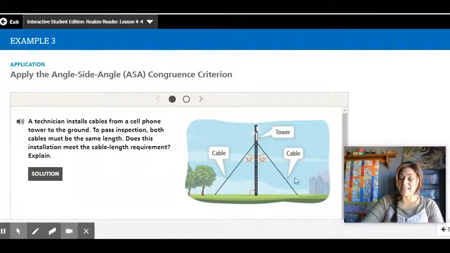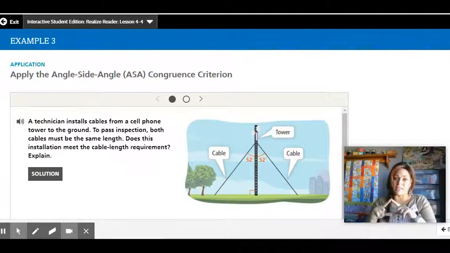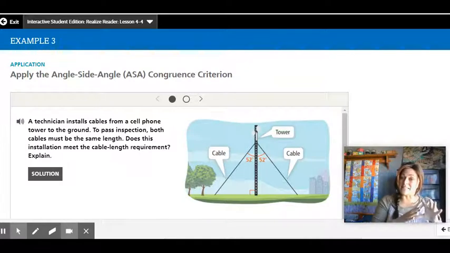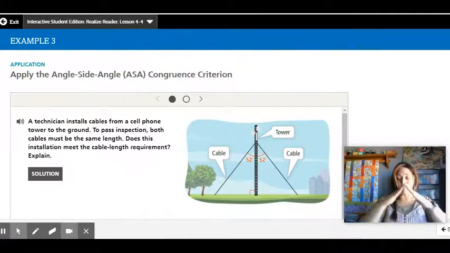The side lengths would be congruent. And there's that rule that comes up. Once you prove the triangles are congruent by angle, side, angle, then you could say CPCTC, corresponding parts, these cables, those parts, corresponding parts of congruent triangles would be congruent because the triangles are congruent.